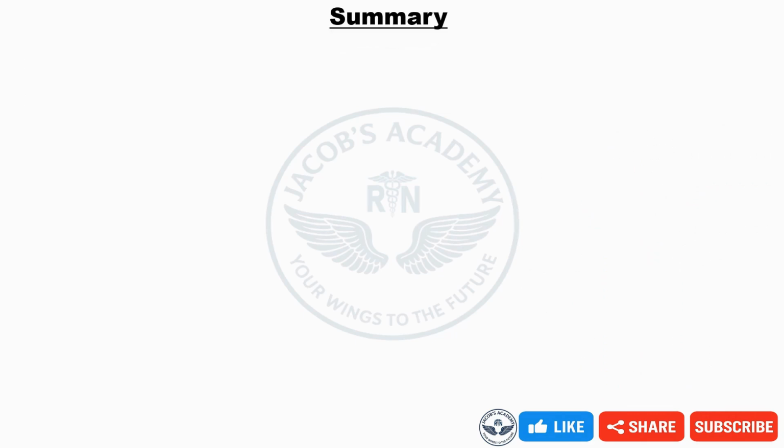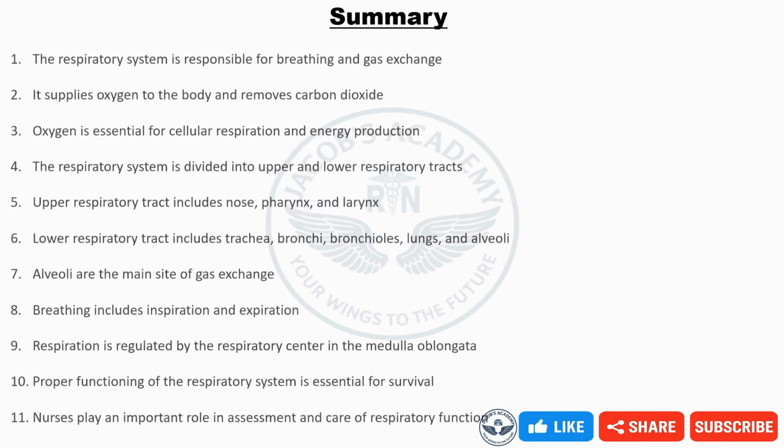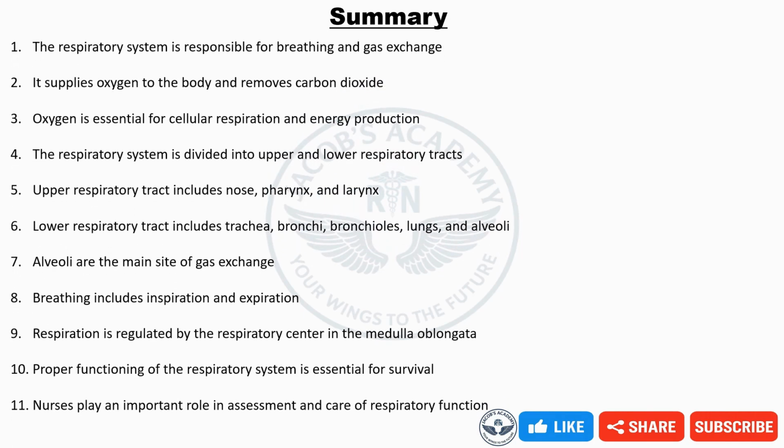Now, let us summarize what we have learned about the respiratory system today. The respiratory system is responsible for breathing and gas exchange. It supplies oxygen to the body and removes carbon dioxide. Oxygen is essential for cellular respiration and energy production. The respiratory system is divided into upper and lower respiratory tracts. The upper respiratory tract includes the nose, pharynx, and larynx. The lower respiratory tract includes the trachea, bronchi, bronchioles, lungs, and alveoli. Alveoli are the main site of gas exchange. Breathing includes inspiration and expiration.